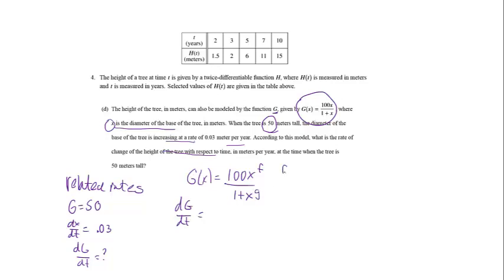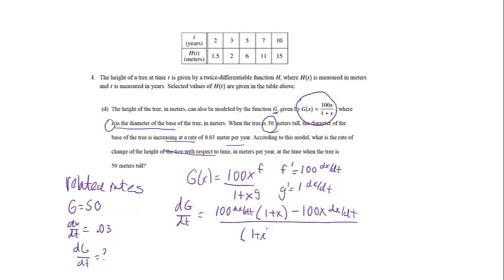To do the right side, I notice that it's a quotient, so I'm going to have to use the quotient rule. So my f prime, the derivative of 100x, will be 100, and then I do need to include the dx/dt. And then g prime, the derivative of 1 plus x, will be 1 dx/dt. So we need to make sure every time we take a derivative, it's always with respect to time. So now, using the quotient rule, I'll get f prime times g, so 100 dx/dt times (1 plus x), minus f g prime, so 100x times dx/dt, all over g squared, (1 plus x) squared.